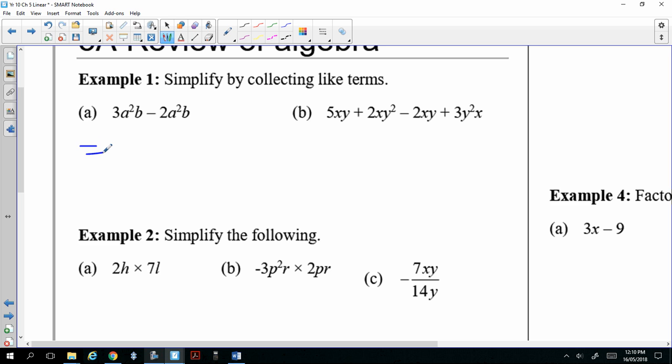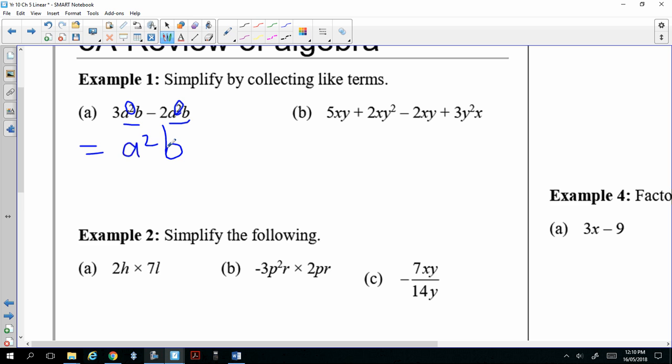They are like terms because they have the same pronumeral. Both have a squared, so they're like terms. So you do 3 minus 2 is 1. You do not write the 1, just write a squared b. Okay? A squared b. All right. How about the next one?